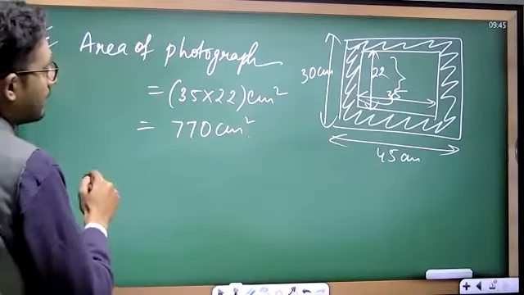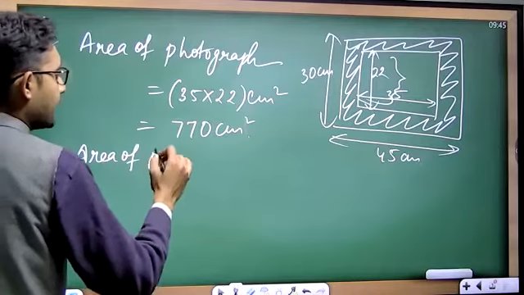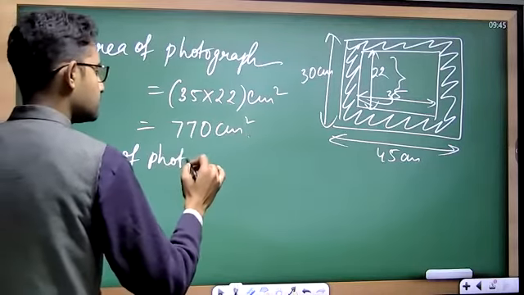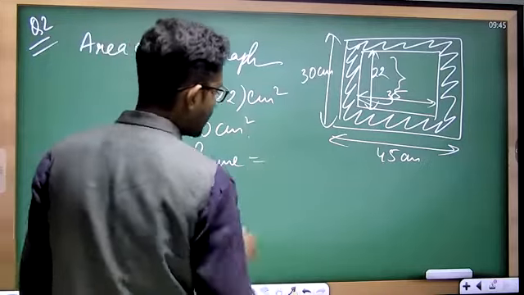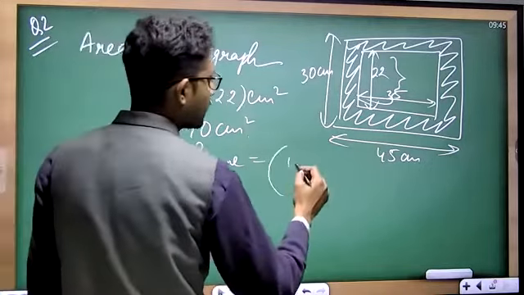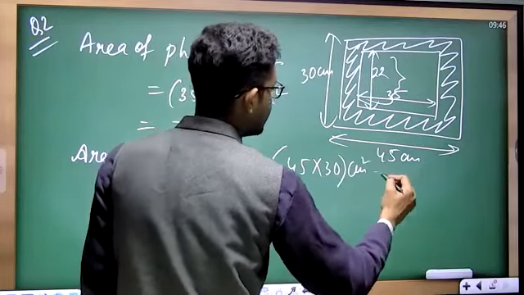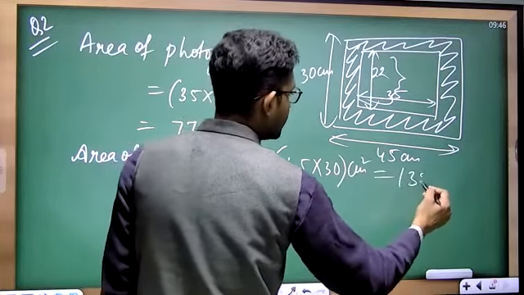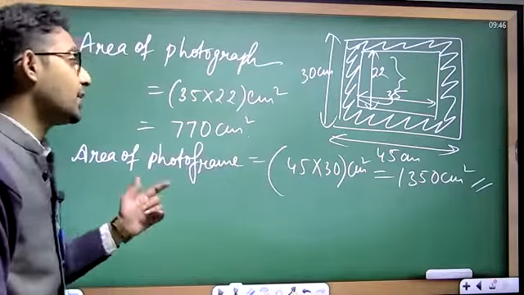चलो मैं अब फोटो फ्रेम का एरिया निकालता हूँ. एरिया ऑफ फोटो फ्रेम, area of photo frame is equals to 45 multiplied by 30 centimeters square. Yeah, we can say 1350 centimeters square. This is the area of photo frame.